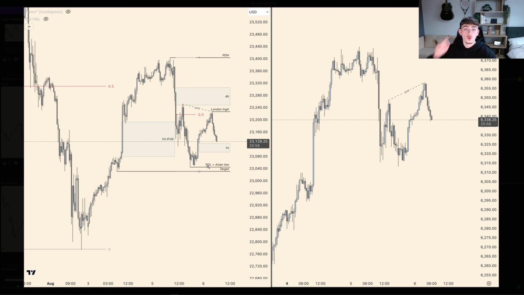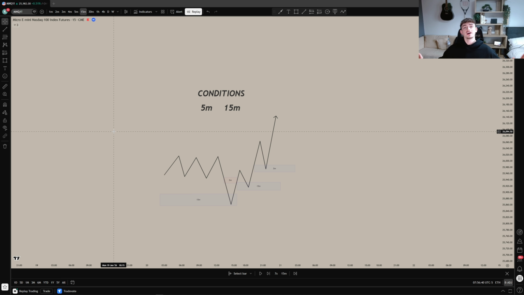Now let's go into some more conditions with you guys. Okay, so now let's move on to conditions. Now you saw a good example of the condition and the 1 hour fair value gap in the previous example, but the 15 and 5 minute are the main conditions you're going to use.